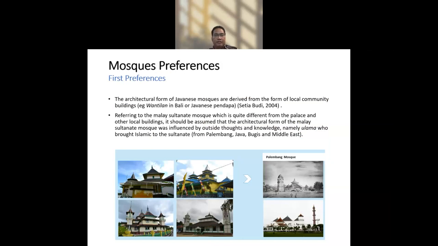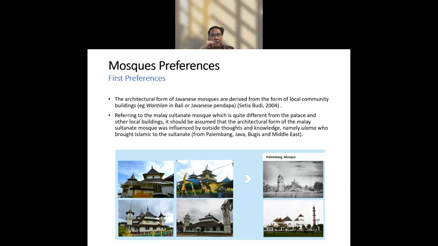Then, where does the mosque reference come from? What we see right now is the current reference, which gives us a reference about the mosque architecture. The architectural form of Javanese mosques is derived from the form of local community buildings, for example, the Wantilan in Bali or the Javanese pendopo.